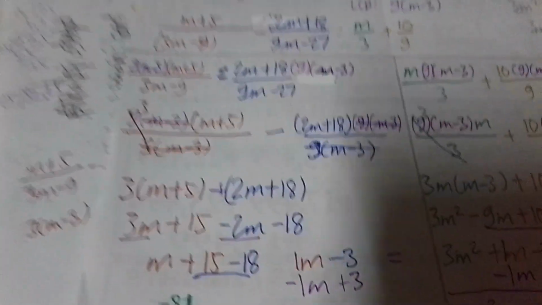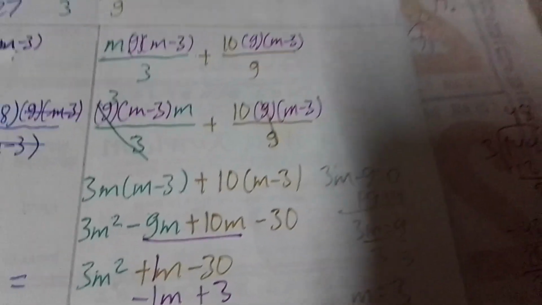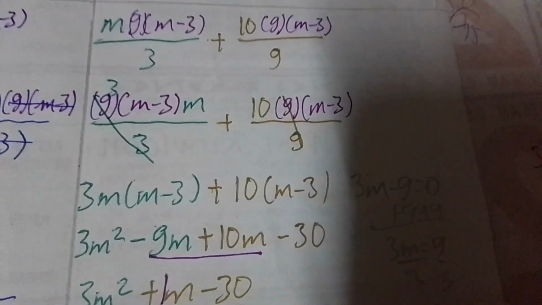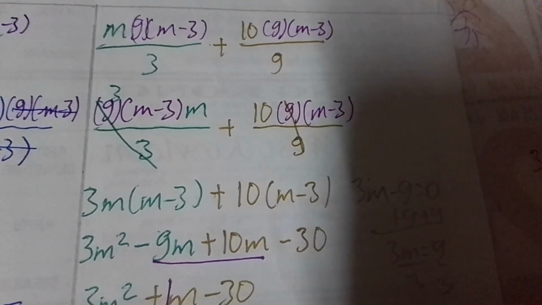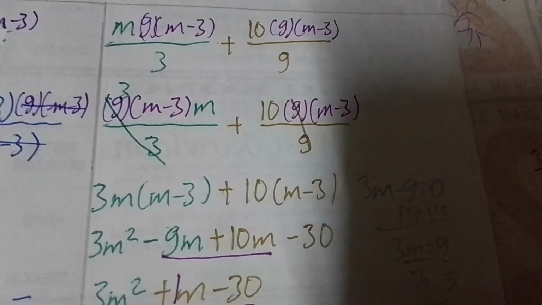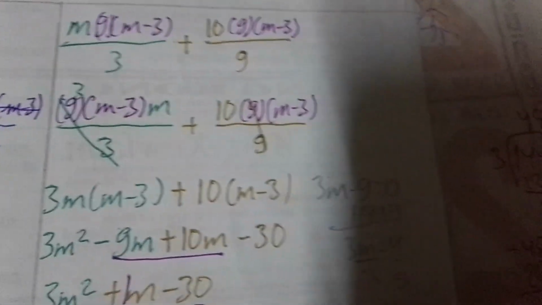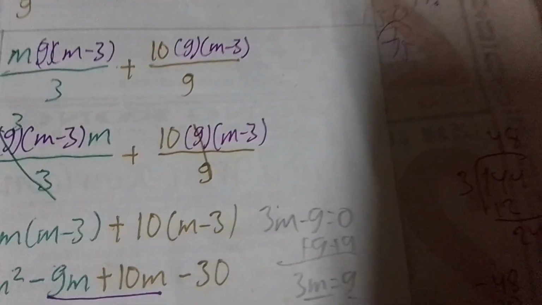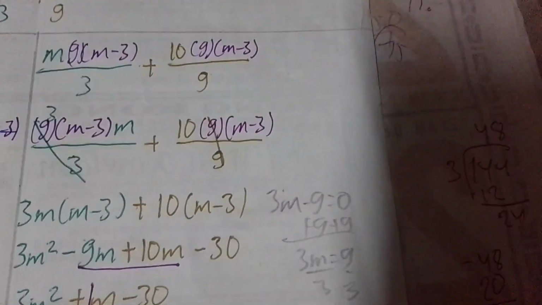And how about the green and the yellow? For the green term, we have a polynomial, 3m and m minus 3. 3m times m is 3m squared. 3m times negative 3 is negative 9m. On the yellow term, 10 times m is 10m. 10 times negative 3 is negative 30.